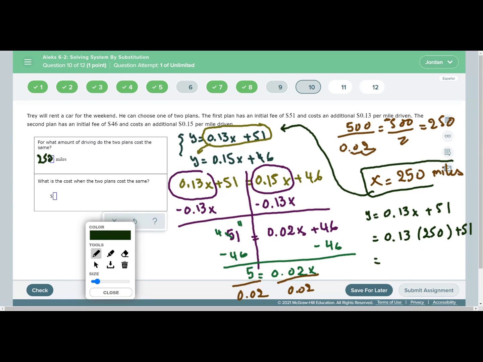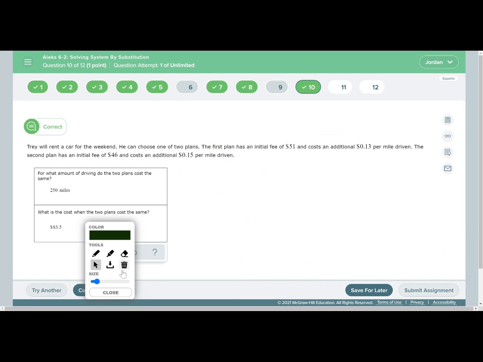Now I need a calculator to save time. I can do this by hand, but then it's going to make my video longer. 0.13 times 250 is 32.5, plus 51. That will be $83.5. That's it. Okay, so here's our answer. That will be 250, and this will be 83.5. Check. Perfect.